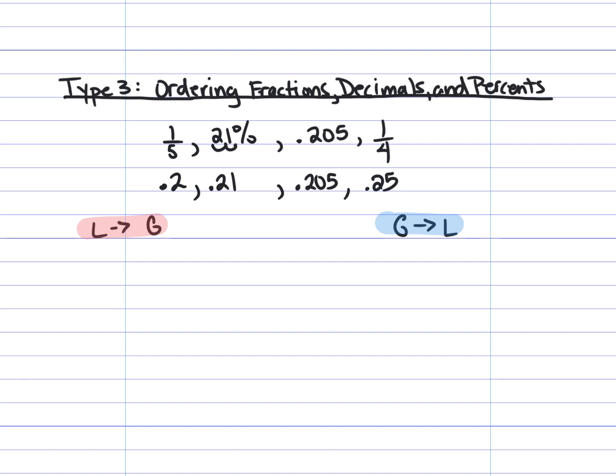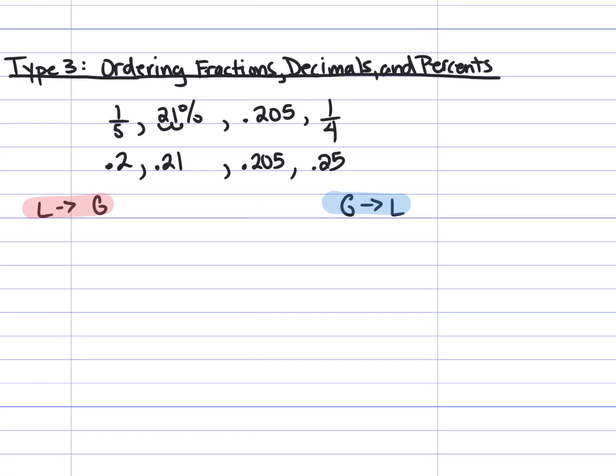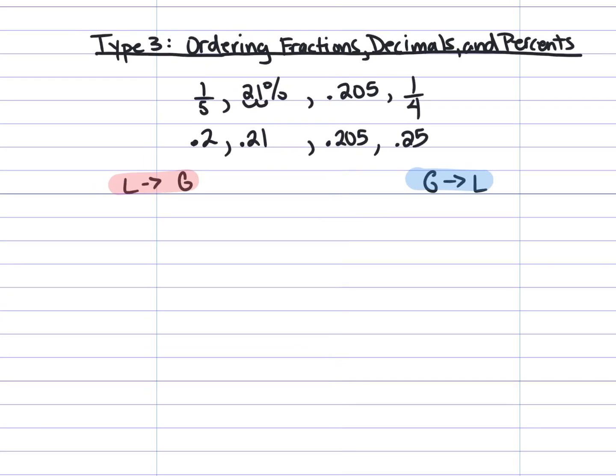All right, so now place values. We've already talked about them. We have the tenths, the hundredths, and the thousandths. So starting with the tenths, I see this first one is just 0.2, and if there's nothing after it, that would be like 0.20. I'm just putting that 0 there to help us compare. And so if I have a 0.20, a 0.21, and a 0.205 and a 0.25, which one is the smallest?